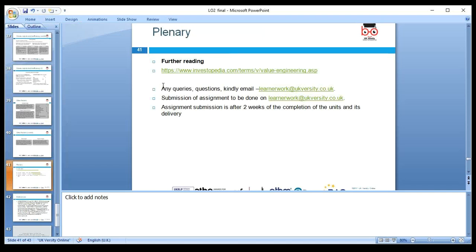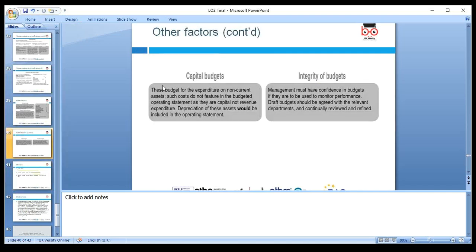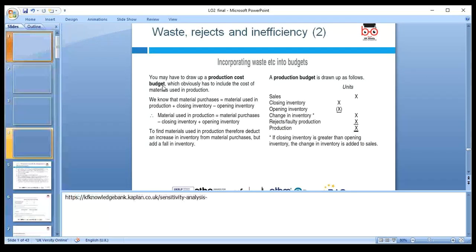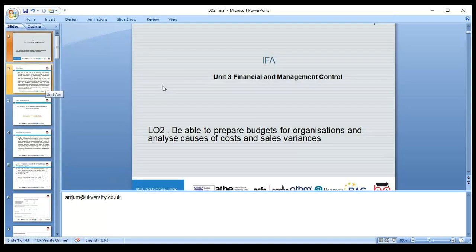Any question? No, that's fine. So today was about how to prepare budget, causes of cost and the variance. That's the key.